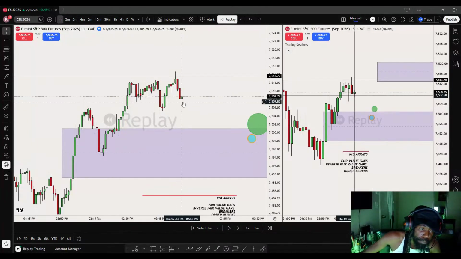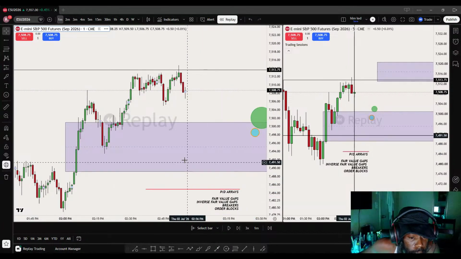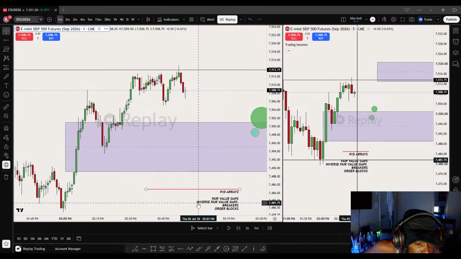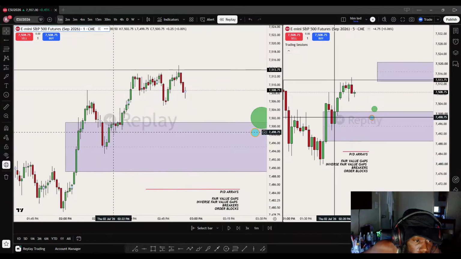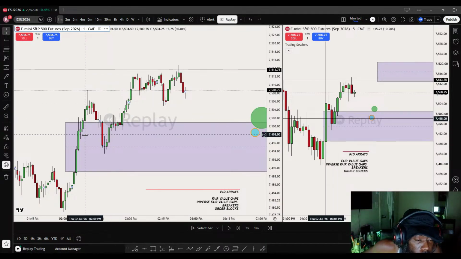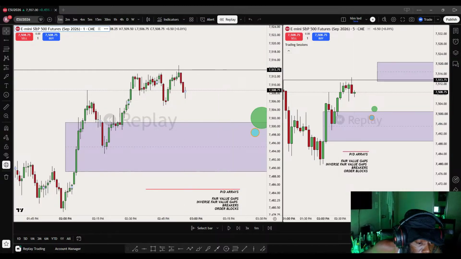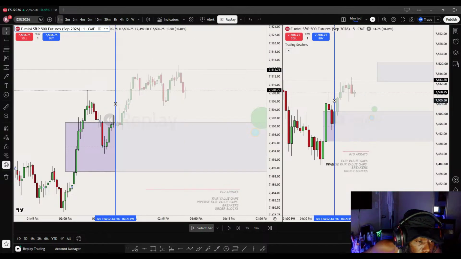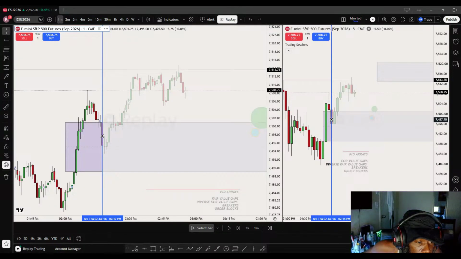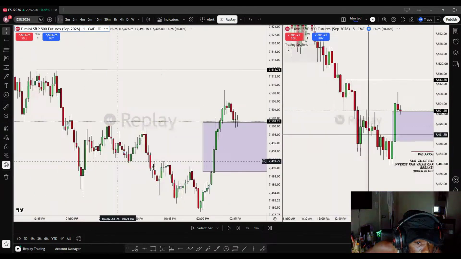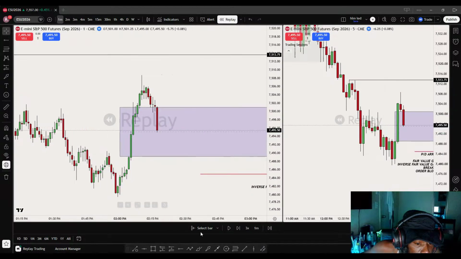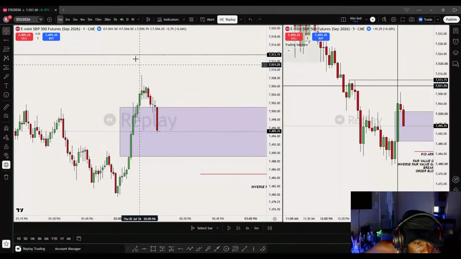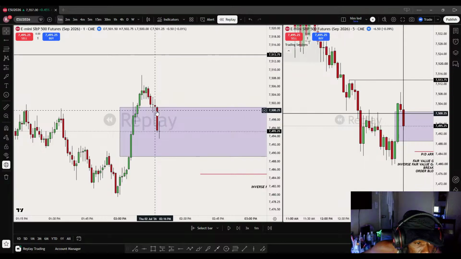But anyway, let's walk straight into the next thing, which is inverse fair value gaps. And I see one right here, and it got used the same exact way. So if we come back right here, let's actually get that next candle in here, and the next one too. All right, so this is a bearish fair value gap.